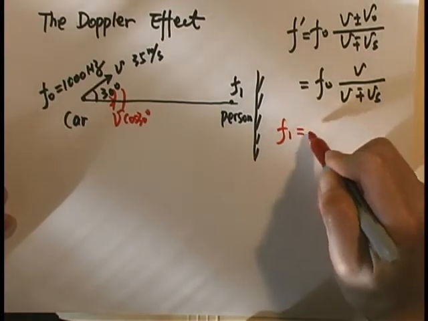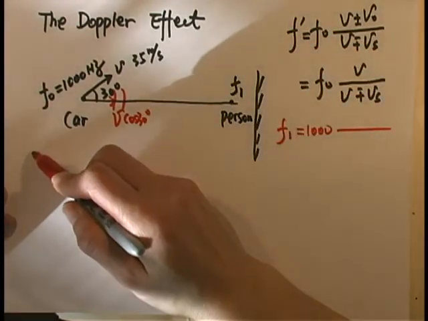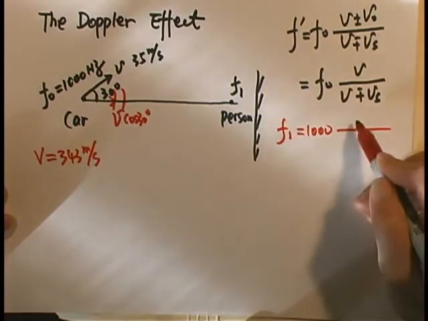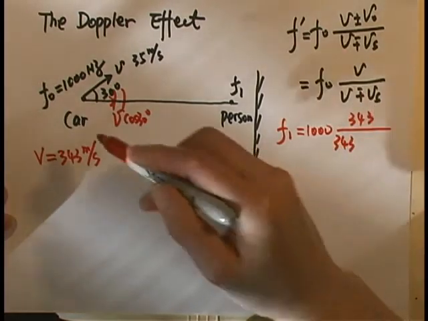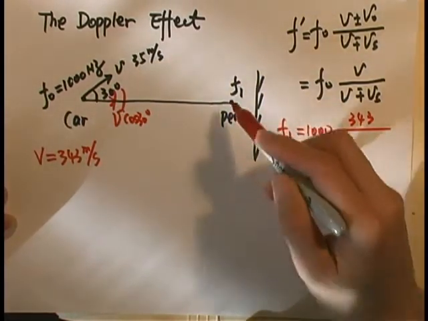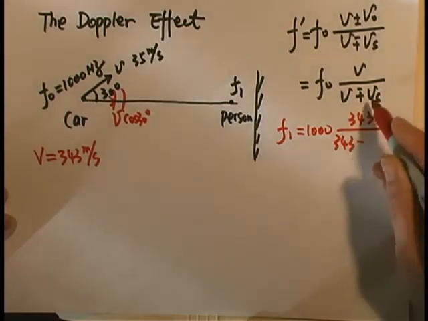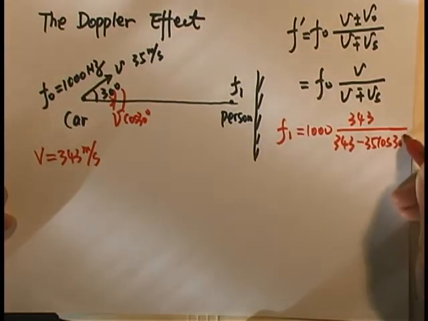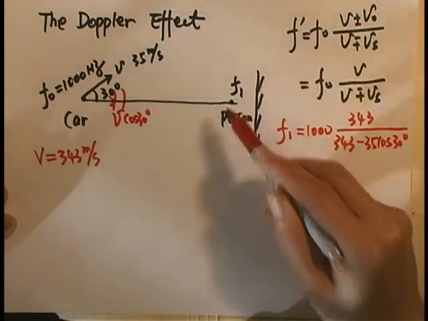f1 equals 1000 hertz as the original frequency, times the speed of sound, in this case again v equals 343 meters per second, so that will be 343. Now, shall we choose plus or minus? Right now, obviously, the source moved towards the observer. The observer will receive a higher frequency. So we should choose minus for the denominator. Minus what? Minus this 35 times cosine of 30 degrees, because it is V cosine 30 along the line of the connection. That is the frequency received by the person.